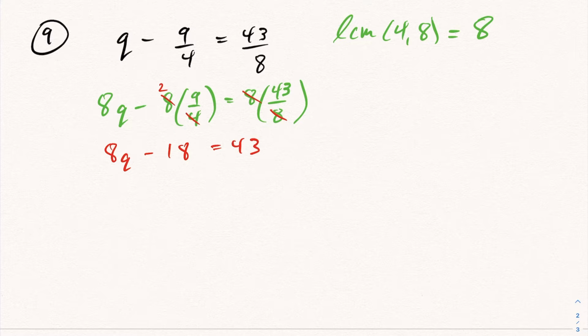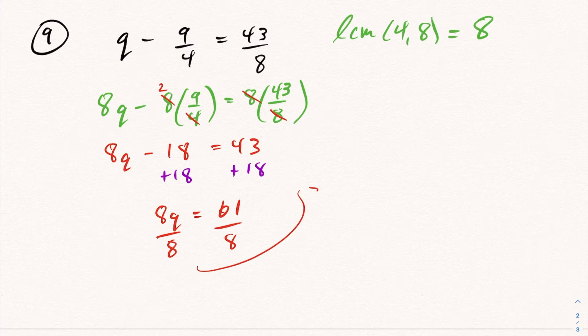And now you're back to a more basic question, right? I want to get rid of the 8 and the negative 18. You get rid of pluses and minuses first. So in this case here, I'm going to add 18 to both sides. And we end up getting here 8q equals 61. And now the operation between the 8 and the q is multiplication. So we're going to divide across by 8, in which case we get here q is 61 over 8.